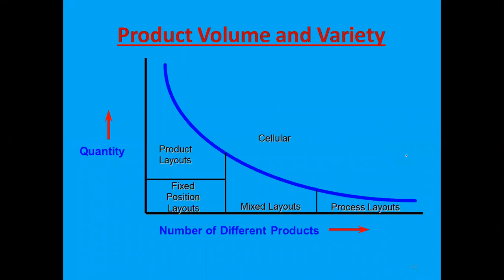So if you see the graph between the product volume and variety, it's a very important graph. See here. In the y-axis we are using the quantity, the number of, and on the x-axis the number of different products.